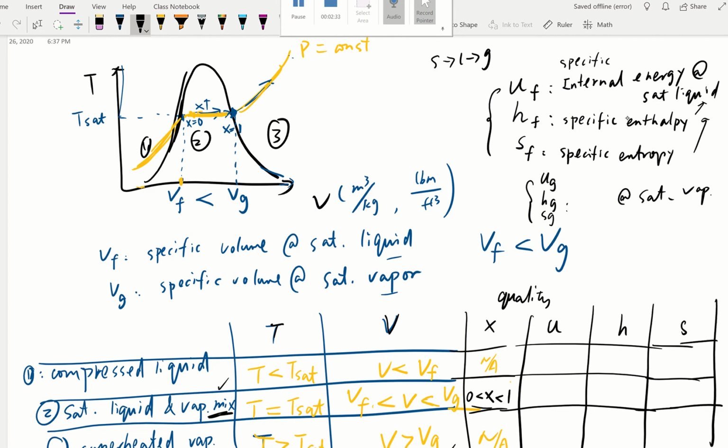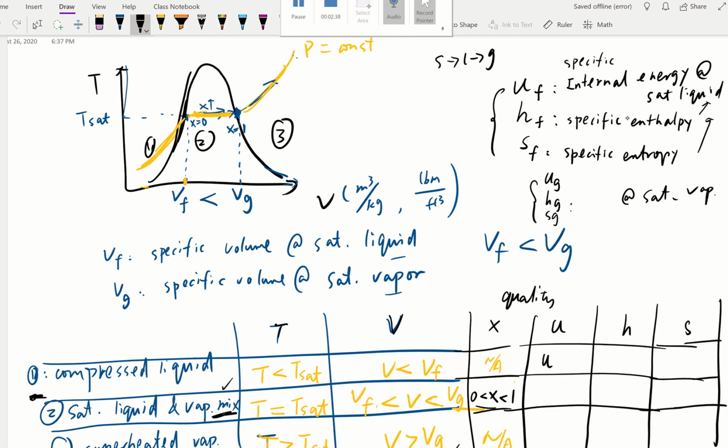How do we define phase number 1, compressed liquid? Our internal energy is going to be less than the internal energy at saturated liquid. If it's less than that, it's going to be for sure compressed liquid. Same thing, H is less. If the enthalpy is less than enthalpy at just saturated liquid, now we know for sure it's going to be compressed liquid. Same here. So here we're adding more information.